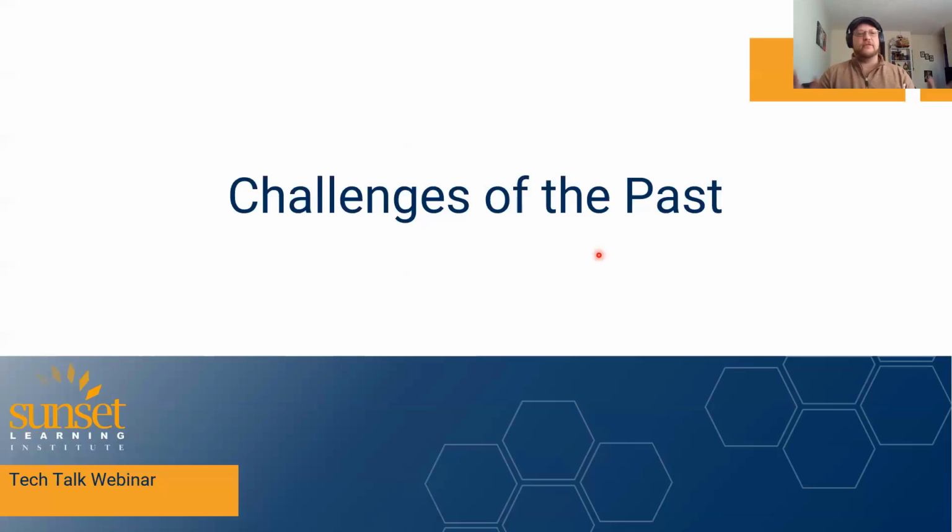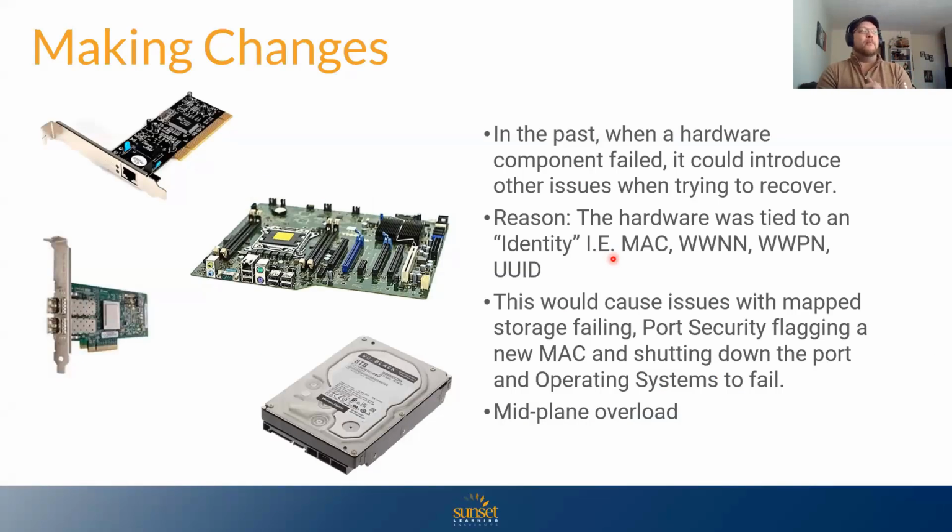But let's first start talking about the challenges of the past. One of the biggest challenges was making changes with our hardware, and keep in mind that we're focused on hardware in the beginning. Anytime we changed a Fibre Channel card out, or an Ethernet card, or a motherboard, or a hard drive, it caused issues. The reason is that all of these hardware pieces live and breathe with an identity. That's how they're identified in the world of technology.